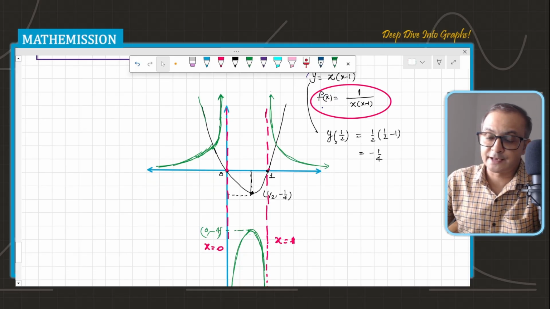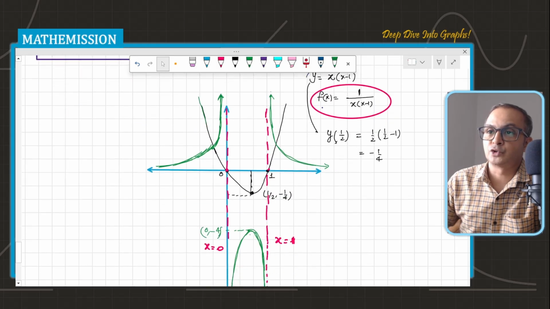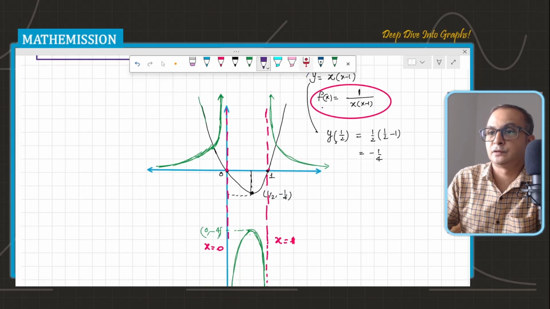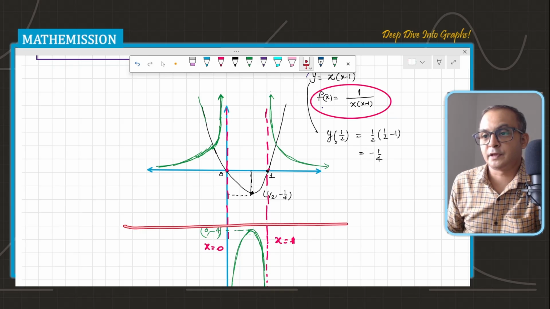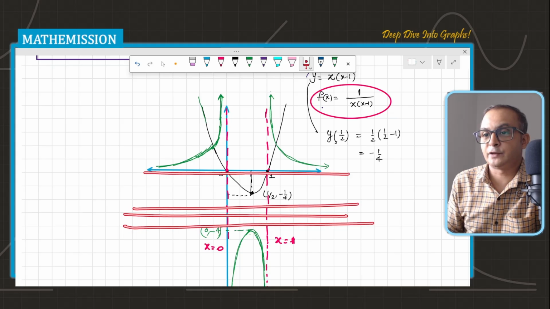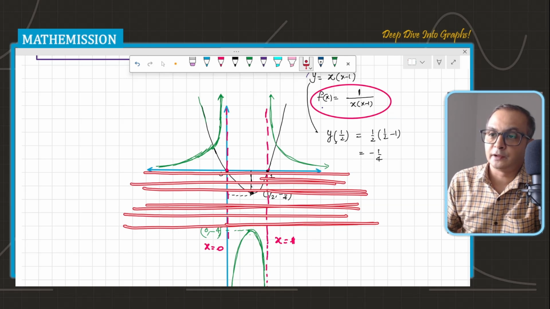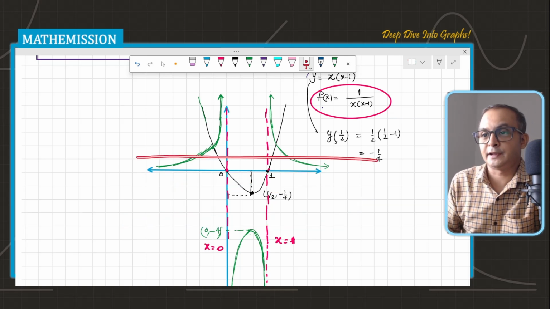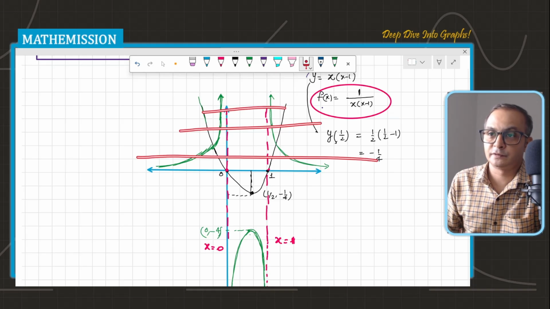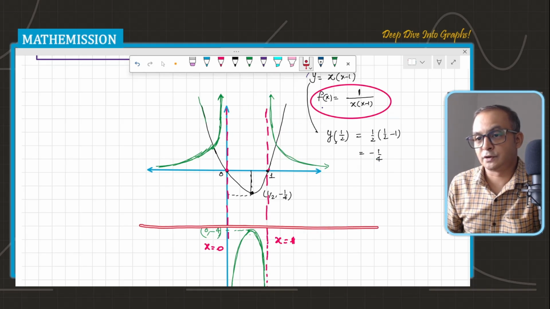Now the question is asking what are the values of k so that there are no roots. So y is equal to k is a line we can draw from here, going up to here. So whatever line you draw, y is equal to k, in this part there is no solution other than this part. If you draw any line, it will be intersected by the green curve, and we have the solution. It means the k value should lie from minus 4 to 0.